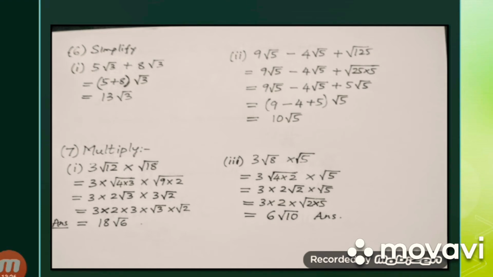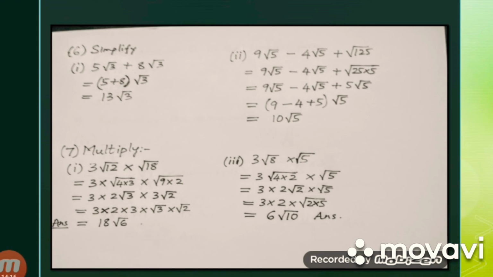Question number 6. Simplify. Addition. For the first one, 5 root 3 plus 8 root 3, that is equal to 5 plus 8 root 3, and that is equal to 13 root 3. For the second one, 9 root 5 minus 4 root 5 plus root 125, that is equal to 9 root 5 minus 4 root 5 plus root of 25 into 5, that is equal to 9 root 5 minus 4 root 5 plus 5 root 5. So taking 9 minus 4 plus 5 together into root 5, the answer is 10 root 5.